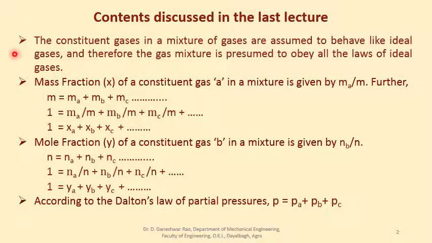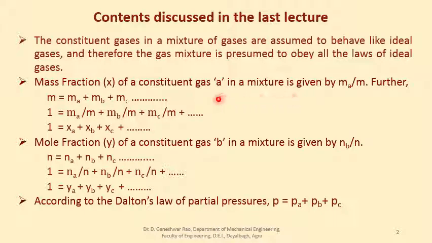On the last turn we were discussing mixture of gases, and we learned that each constituent gas in a mixture of gases is assumed to behave like an ideal gas, and therefore the gas mixture is also presumed to obey all the laws of ideal gases. Then we discussed mass fraction of constituent gases.